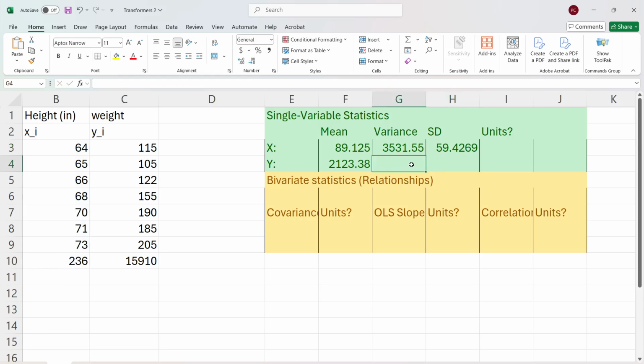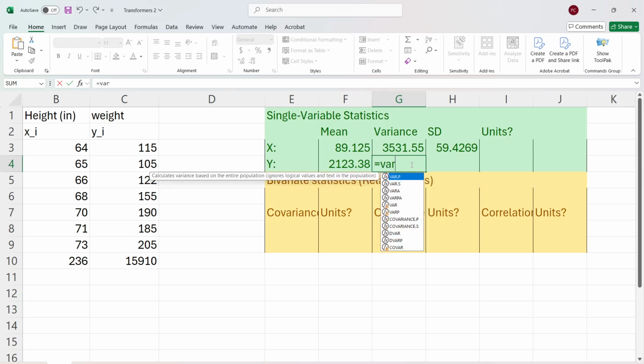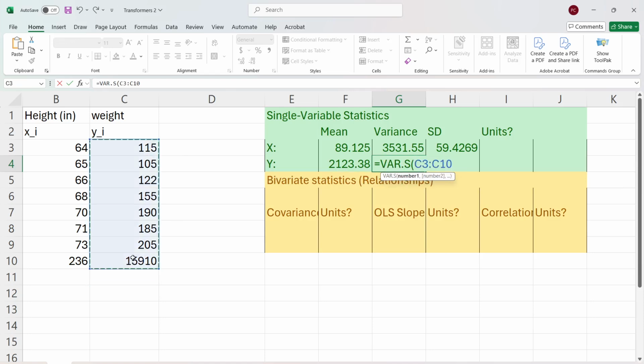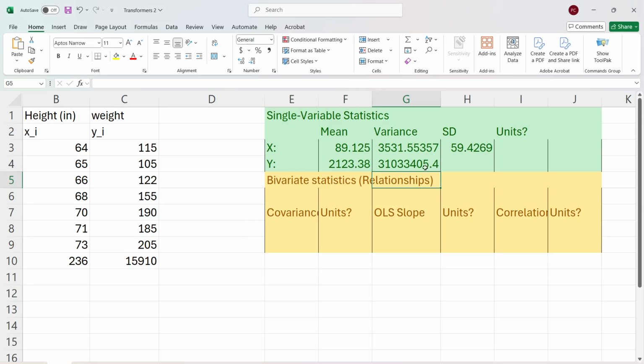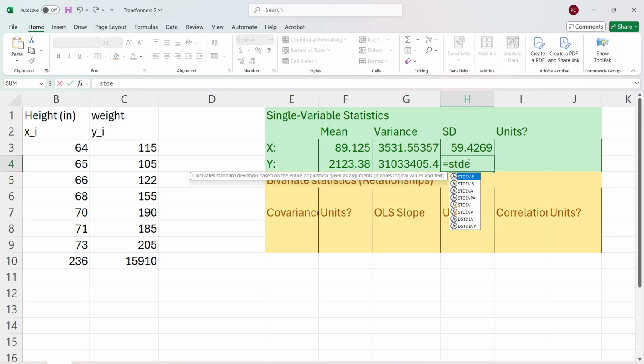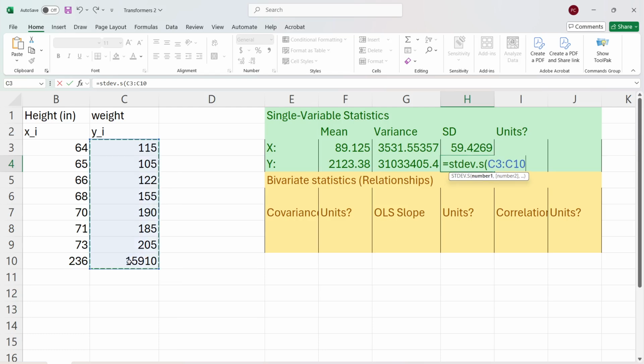59.4269. Okay, well, let's grab the variance of the weights. Just for fun, okay, a very large number. Once again, variance is going to be differently scaled numbers. That's what this last column is for. And let's grab the standard deviation of these.